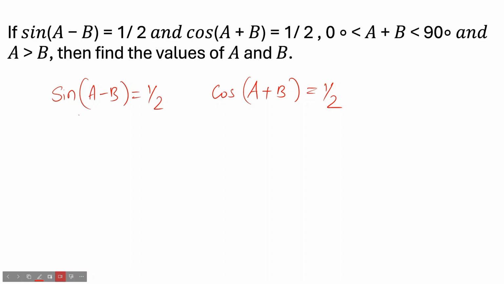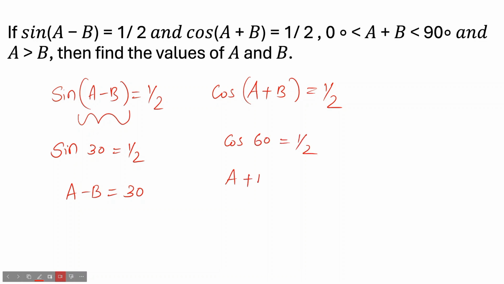Okay, so sine something is half. So sine of what degree, what angle is half? Okay, we know sine 30 is half. So A minus B must be 30 degree, right? And what about cos? Cos 60 is half. So definitely A plus B equals 60 degree. So we can combine these equations to find A and B. A minus B equal to 30. A plus B equals 60.